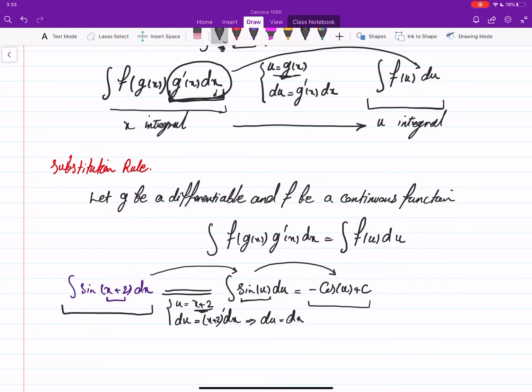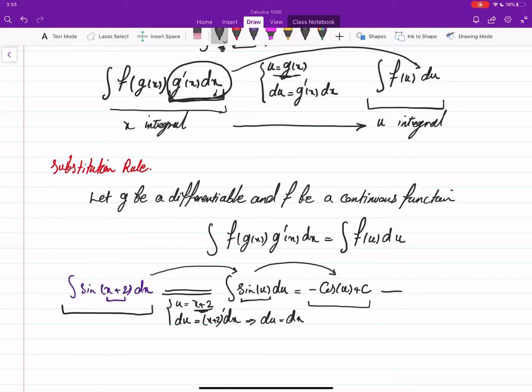Well, the person can ask you, what is that u? The function I gave you was in terms of variable x. You're now giving me a function in terms of u? What on earth? Where on earth does this u variable come from?